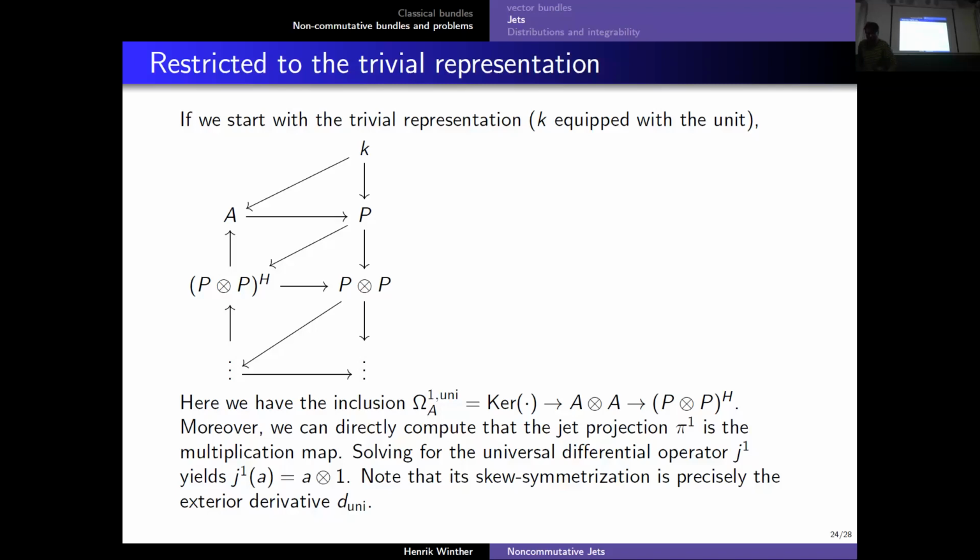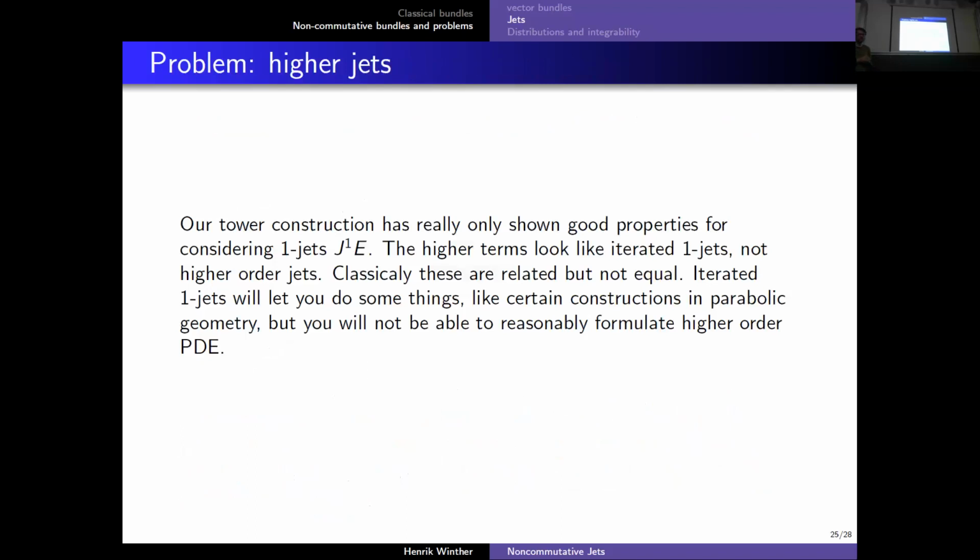So now we have a problem. We have a tower of bundles, but actually it doesn't look anything like the tower of jet bundles, even though we have the jet projections. What it does look like is iterated one-jets. And in classical geometry, iterated one-jets can be used for some properties. Like in parabolic geometry, you can do it with just iterated one-jets without proper two-jets. But for stuff like partial differential equations, it's just not enough. So you cannot get a reasonable theory of non-commutative PDEs of higher order using just what I described earlier. It's likely that it's related because iterated one-jets are related to two-jets and higher jets, but it's not the same.